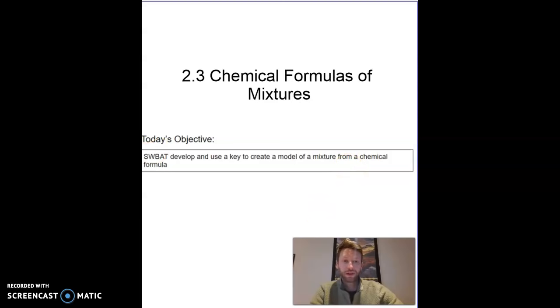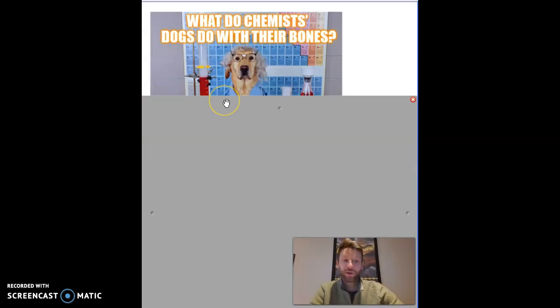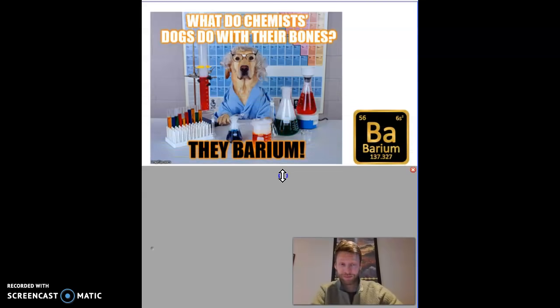chemical formula. Before we get started, great responses from the joke of the week. I put this up on our first lesson this week. A lot of folks emailed me the answers. Shout out to those who did. So what does a chemist's dog do with their bones? They bury them. Barium is the element. It's the 56th element in the periodic table. I can hear your groans through time and space. Just deal with it. They're hilarious. They'll get better. Check back again next week for our next one.